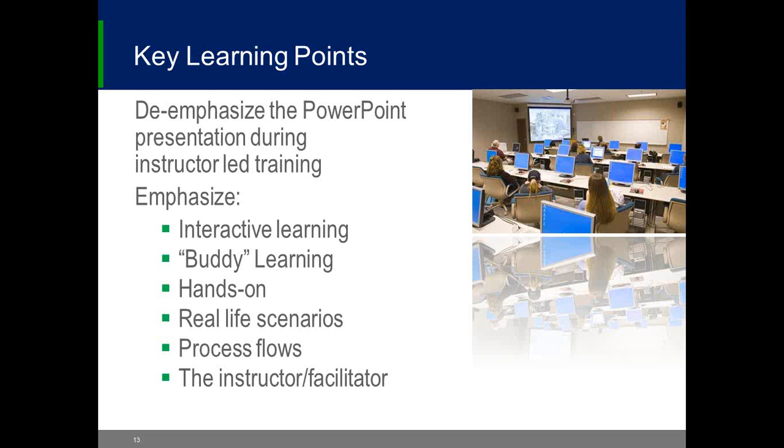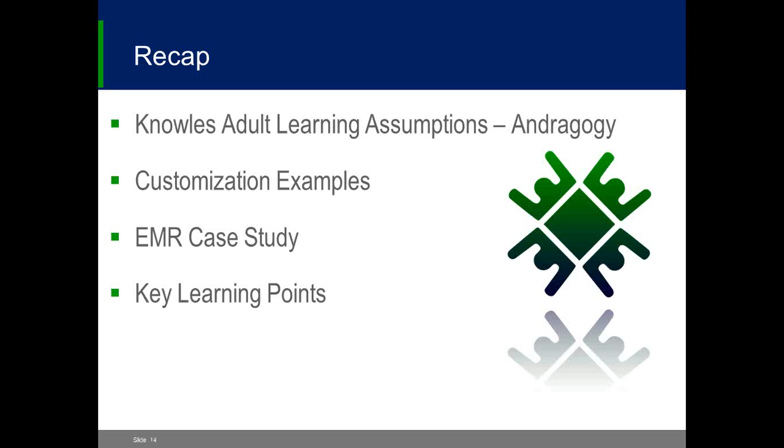Real life scenarios, you know, customer number one, vendor number one, patient number one. That doesn't work. You've got to have the real McCoy here. Process flows, simple process flows, and the instructor should really become more of a facilitator. So we looked at Malcolm Knowles' andragogy examples of those five points.